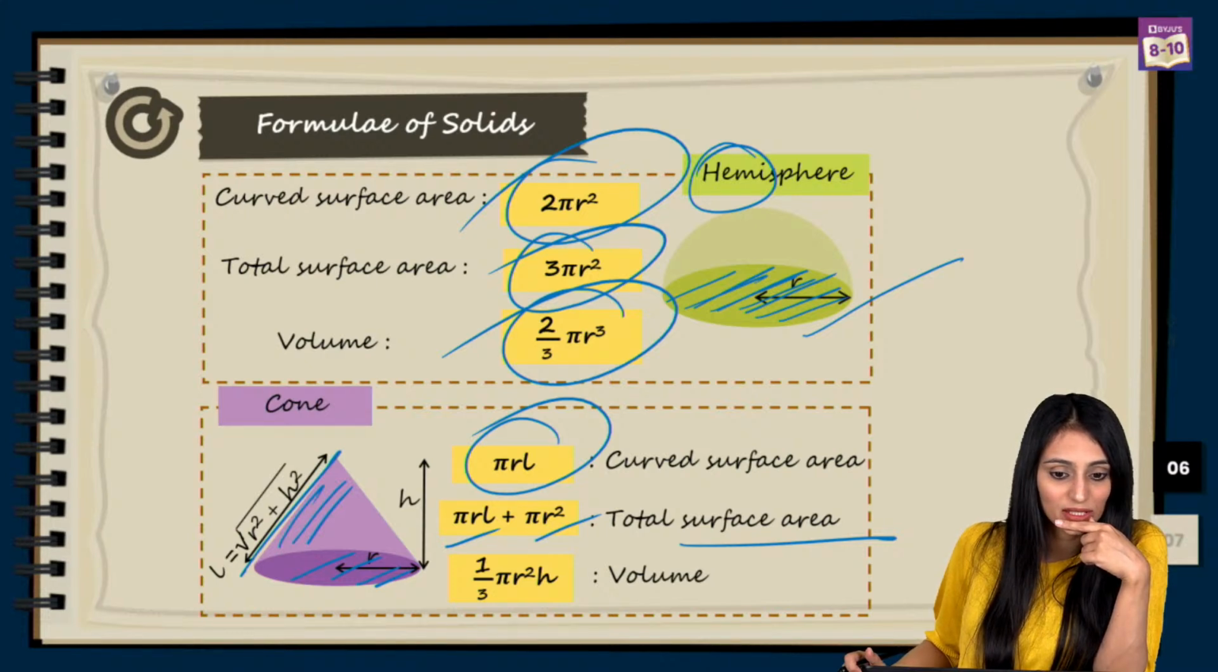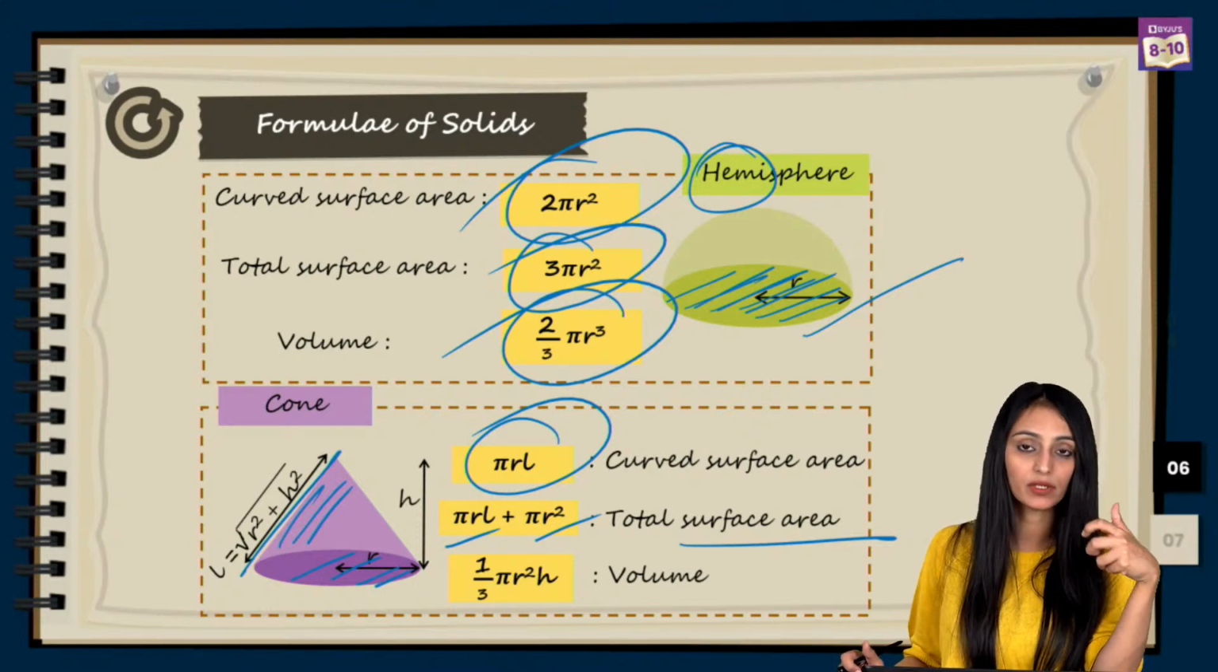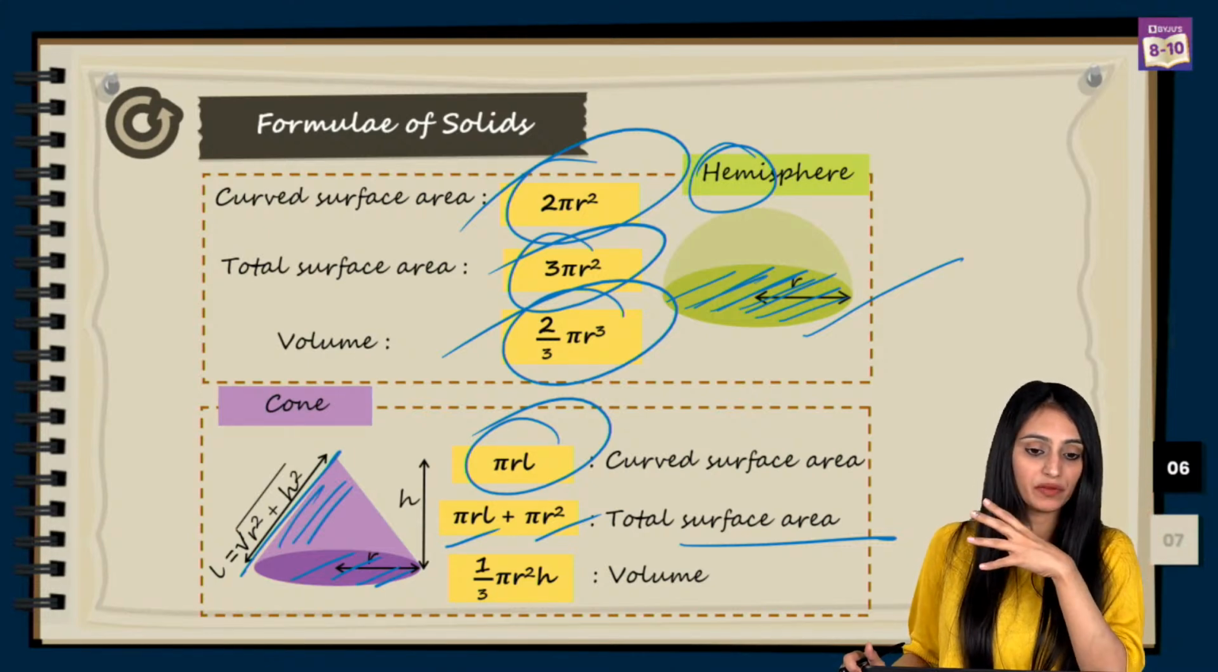Formula of solid shapes. So we are discussing solid shapes over here only, Vaishnavi. Like we discussed the 3D shapes, cube, cuboid, sphere, cylinder and all.